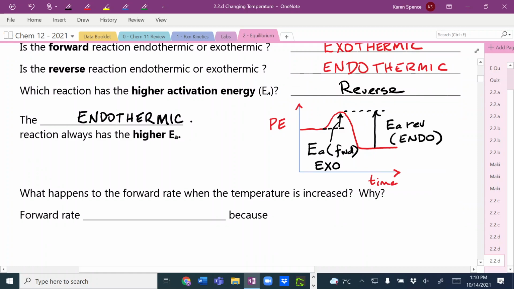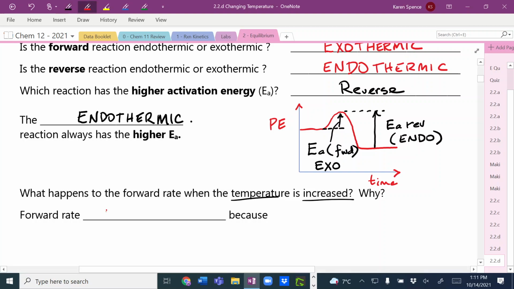What happens to the forward rate when the temperature is increased? If I have things in a container, my reactants and my products are all in the same container. If I put a Bunsen burner underneath it, am I heating the reactants or am I heating the products? I'm heating them both, yes? So it doesn't matter. What happens to my forward rate when I increase the temperature? It increases. Has to increase.